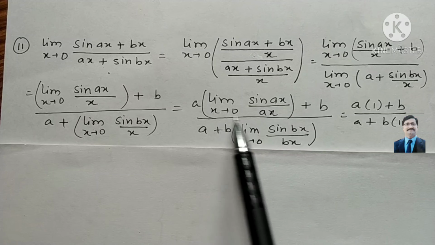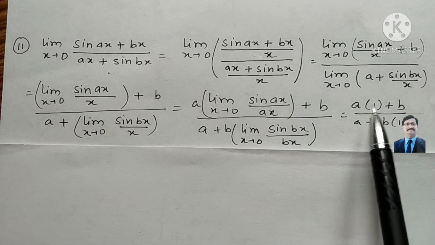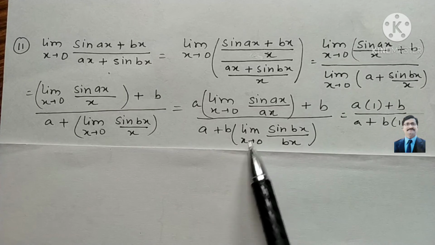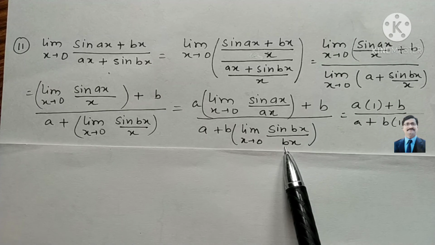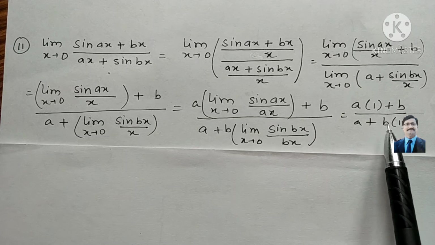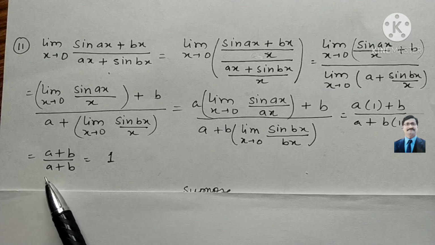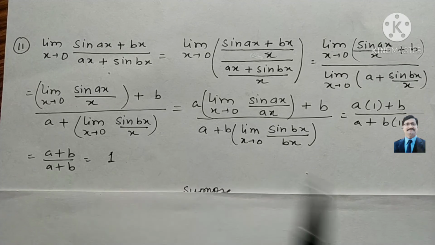Now the limit as x tends to 0 of sin ax upon ax is 1, and here also the limit as x tends to 0 of sin bx upon bx is 1. Now we get here a into 1 plus b, and a plus b into 1. So we get a plus b in the numerator and a plus b in the denominator, and this is equal to 1.